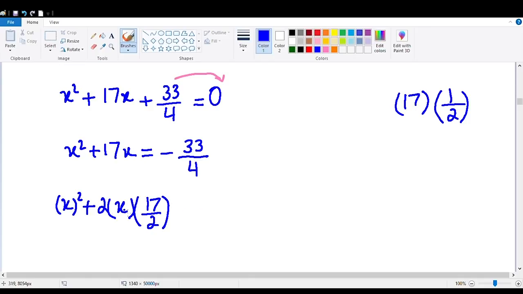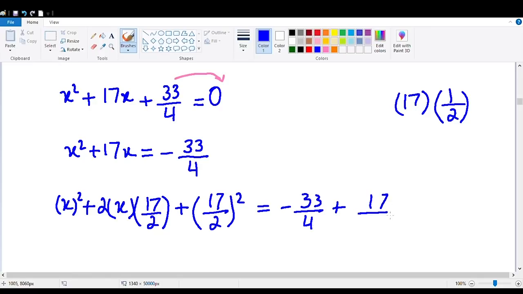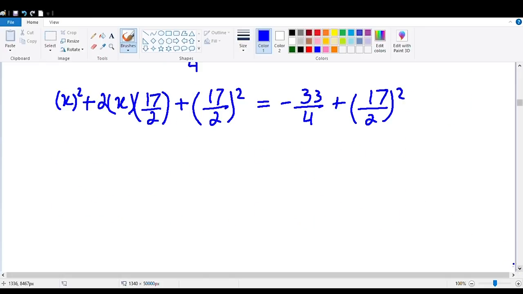Now if you cut this out, you'll get 17x, so it's good, plus (17/2) squared, because this is the b value, so it's squared, will be (17/2) squared, equals minus 33 over 4 plus the same b value squared. Move it down a little bit, and we can sum this up, like wrap it up basically, into (x plus 17/2) whole square.